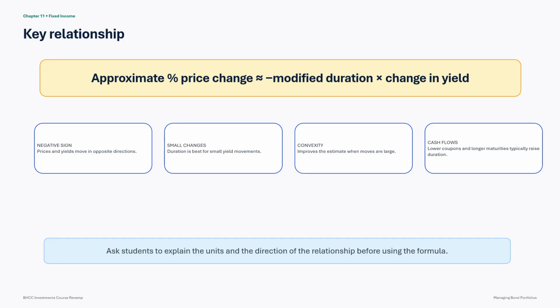Markets have a long history of objecting to the phrase "everything else." Before calculating, explain the direction. After calculating, interpret the result, then ask what the approximation omitted. Convexity, curve shape, spread risk, optionality, credit, liquidity, and cash flows.